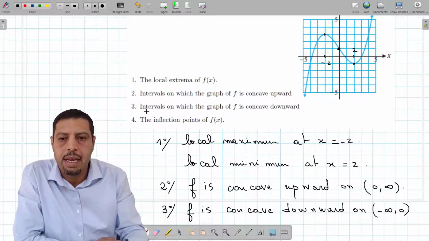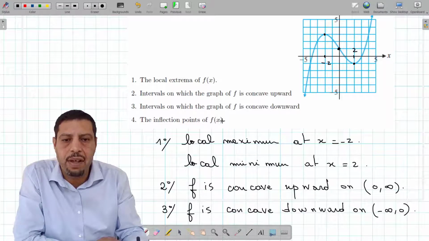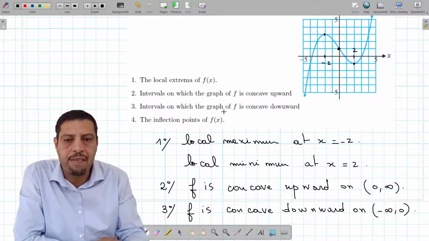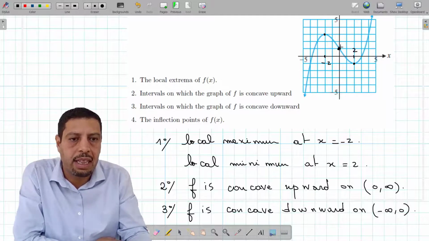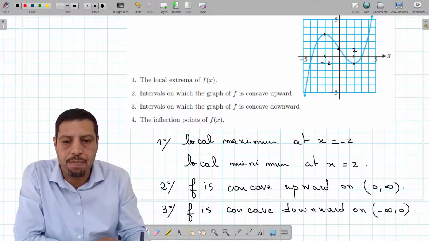Now, what are the inflection points of this function? Remember that inflection points are points in the domain where f double prime of x changes sign, or the concavity changes. We can see clearly here that at this point, which belongs to the domain of the function, the concavity changes from downward to upward. So this is an inflection point.